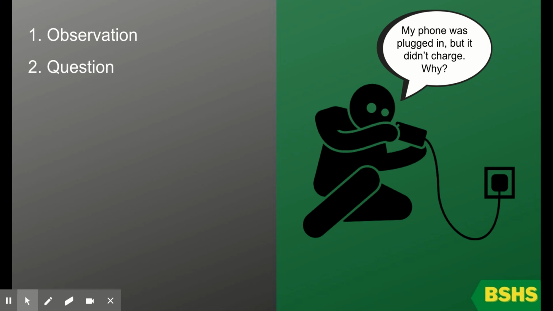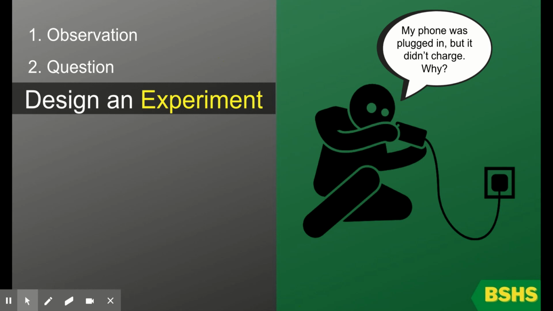Why is it that even though my phone was plugged in, it didn't charge? So that's the second step in this process. And then you actually designed an experiment. You may not have realized it, but you actually began forming hypotheses. And you might think, I formed a hypothesis? What? Well, just think of a hypothesis as a prediction. Okay, you made a prediction here.